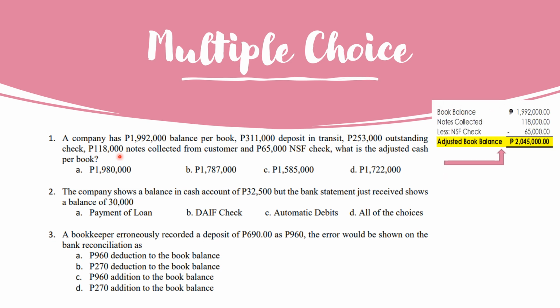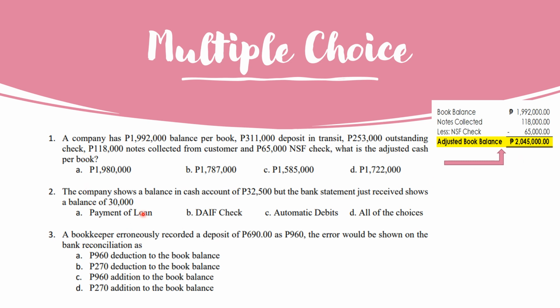So, we just need the book balance, this one, of 199,200. Next, we have the notes collected of 118,000, and we should deduct the NSF check of 65,000. So our adjusted book balance is 2,045,000. So I've instructed you guys to write the correct answer. So the answer should be 2,045,000.